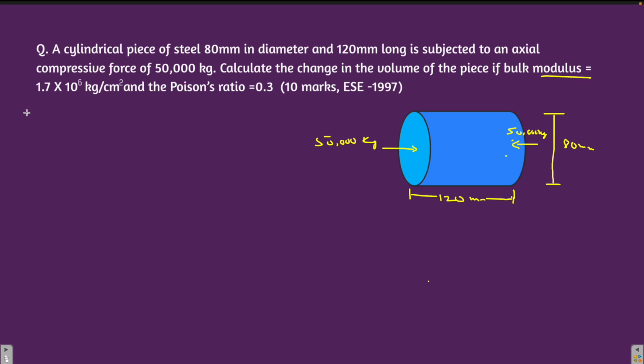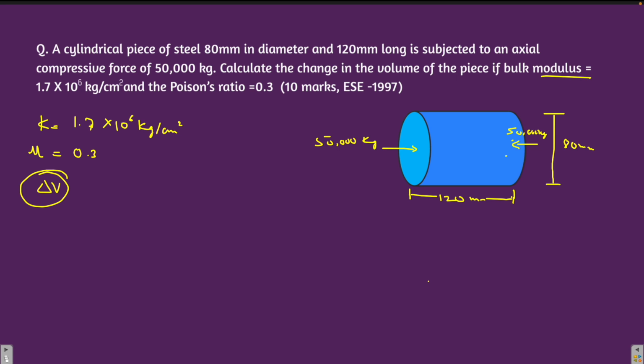So we have to calculate the change in the volume of the piece, and what is given to us? The bulk modulus K is given to us in the question. It is 1.7 into 10 to the power 6 kg per centimeter square. This is the bulk modulus, and Poisson's ratio is also given. It is 0.3. And our task is to find the change in the volume due to this compressive load.